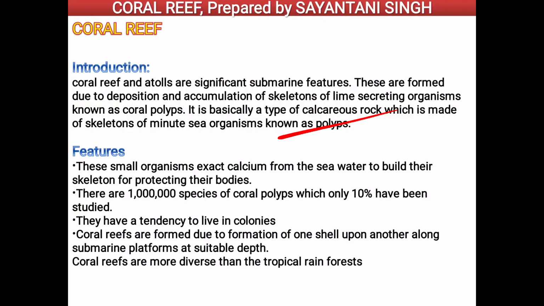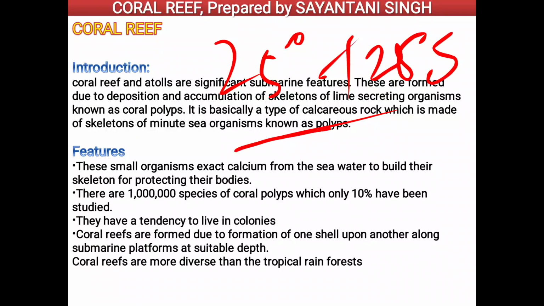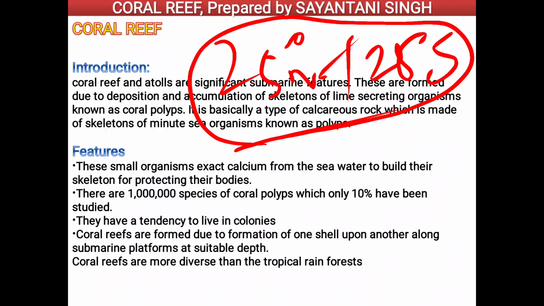Coral polyps are found from 25° north to 25° south. Basically, they are found in the tropical region. They have a few features as follows. They are small organisms which extract calcium from the sea to build up their skeleton to protect their body. Actually, in their outer layer, there are some features to protect themselves. There are also 10 lakh species of coral polyps, but we are able to study only 10% of them, and they always try to build up their colonies, and they have a tendency to live in colonies.